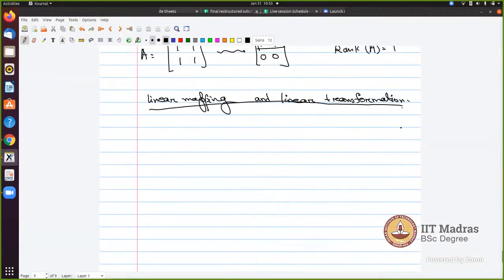So linear mapping means what? Suppose I am taking Rn on this side and Rm on this side. Okay. So Rn means x1 to xn, right? This is A. And on this side we take some combination of x1 to xn. Let me write it explicitly, then it will be more clear. A11 x1.